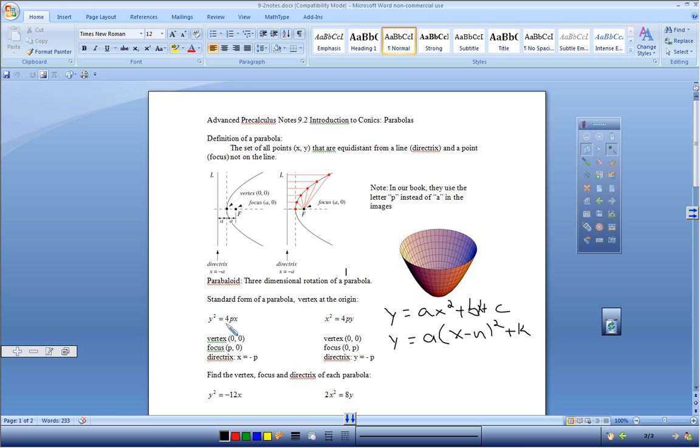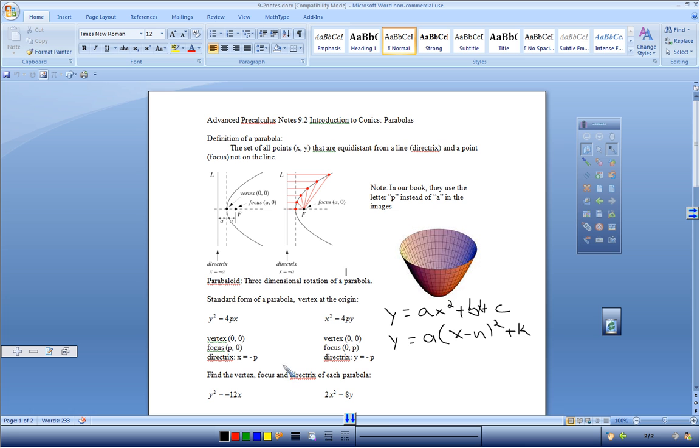If you have a sideways parabola, meaning one that opens to the right or to the left, then you have an equation where you have a y squared instead of an x squared in it. And we'll talk about that. Okay? And then there are these equations which tell you where the vertex is, the focus is, the directrix is, and so on and so forth.